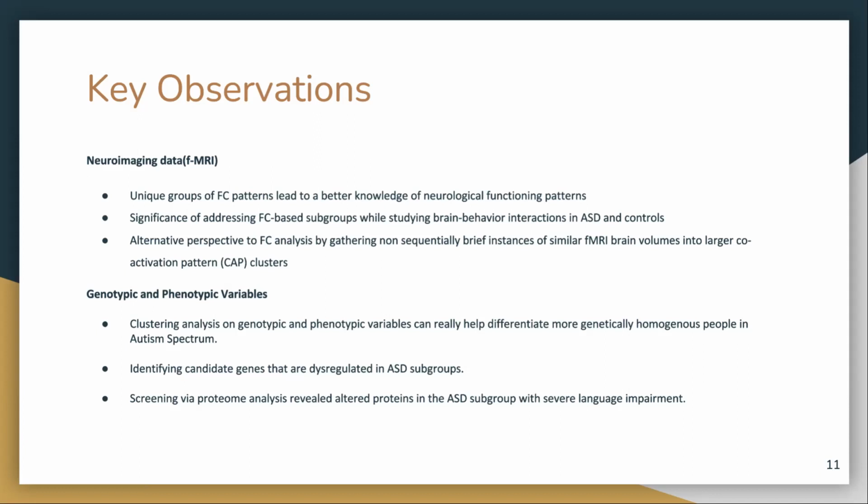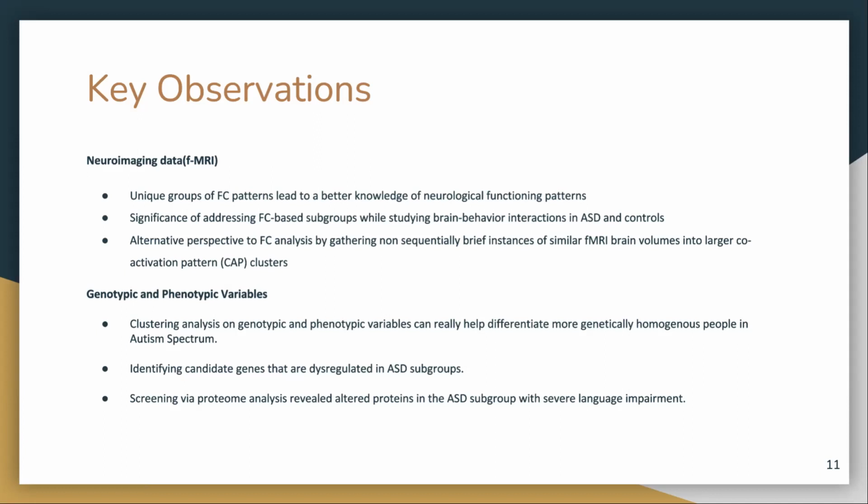Inspired by early coactivation pattern studies, researchers applied hierarchical clustering to classify the image volumes of the resting state fMRI data from young adults with autism spectrum disorder and their typically developing controls. They introduced an alternative to functional connectivity analysis by gathering non-sequential brief instances of similar fMRI brain volumes into larger coactivation pattern clusters.